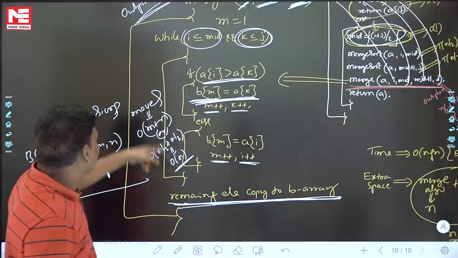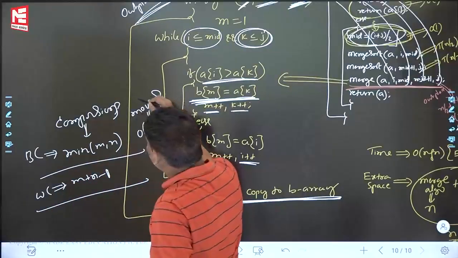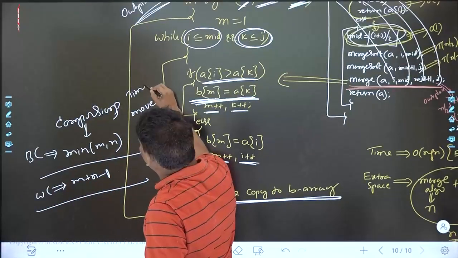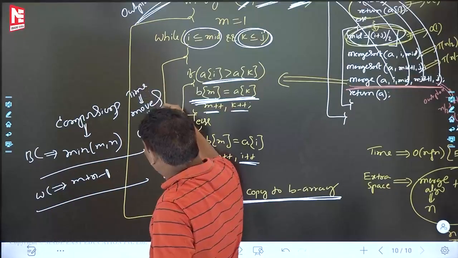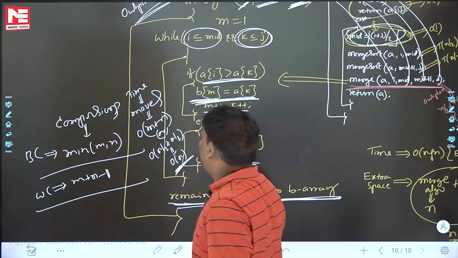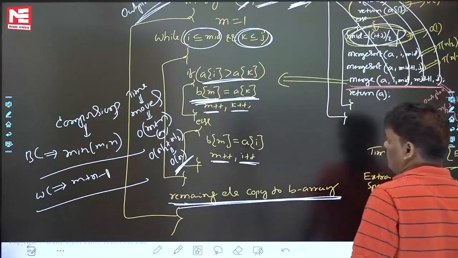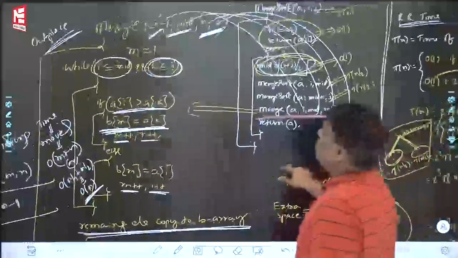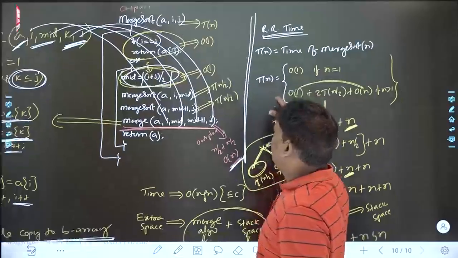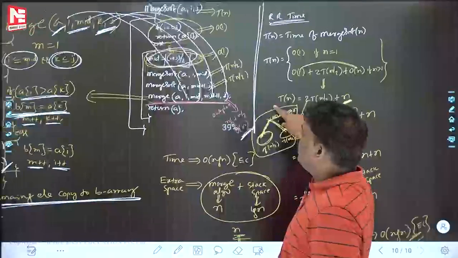But time complexity means moves only. Let me write. Time complexity means moves only, which is going to be big O of n. I am thinking you are absolutely fine. Right? Anyone having any doubt, please take care.